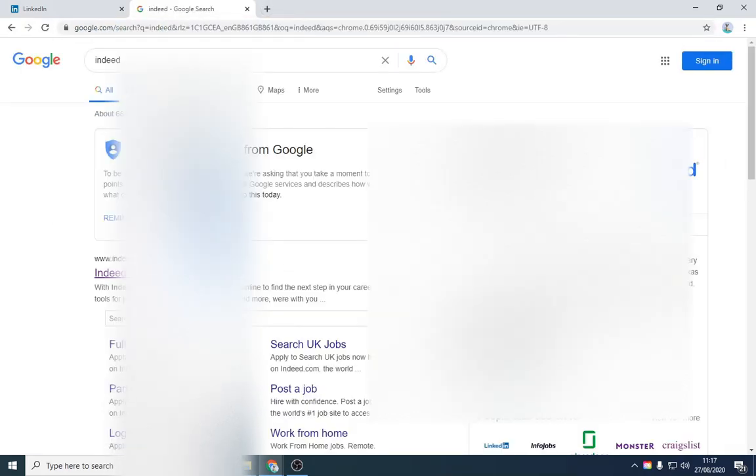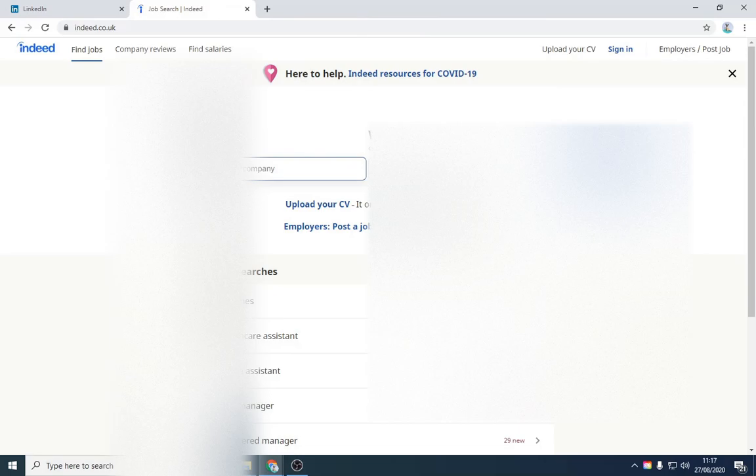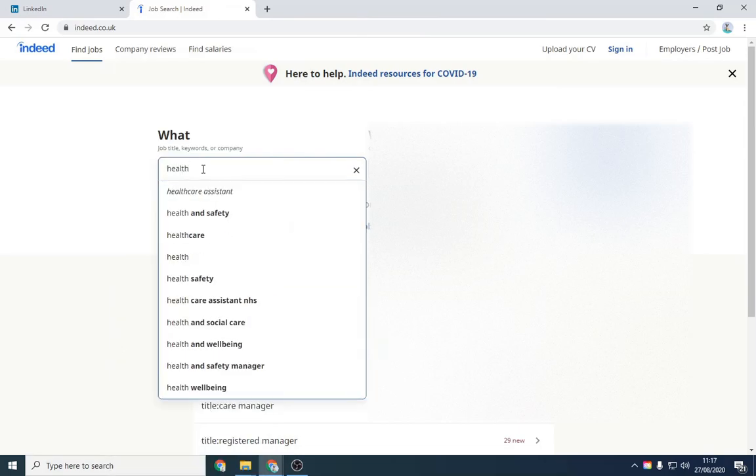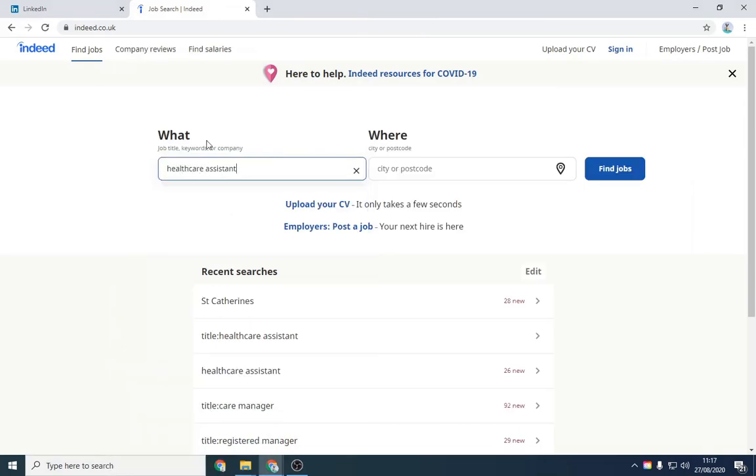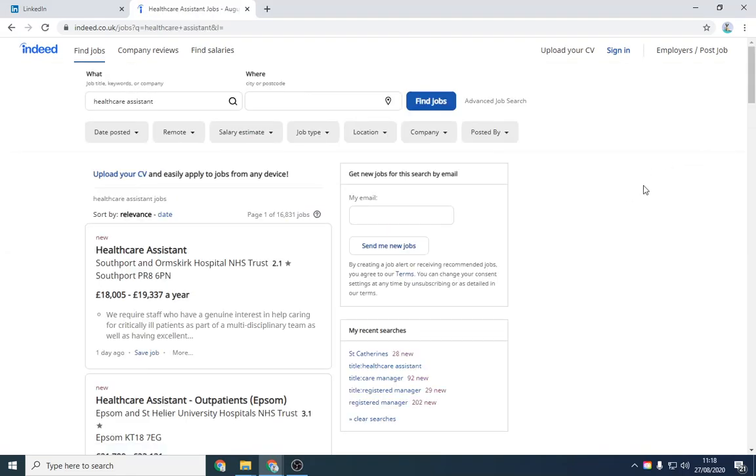If we go on Indeed and type in healthcare assistant, which is the position I was looking to recruit for, this is going to serve as a training tool. We see 16,000 jobs, which is a very high number.